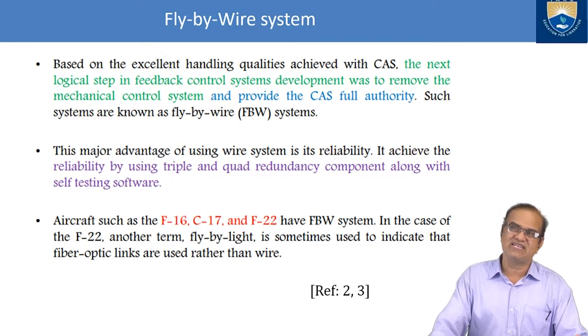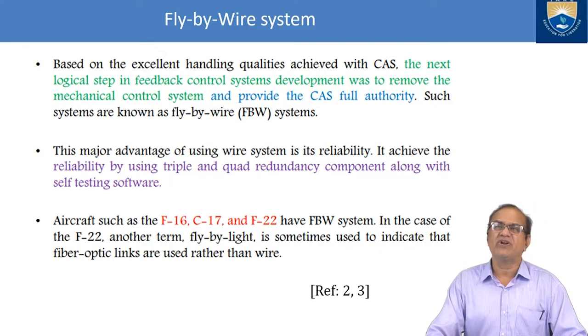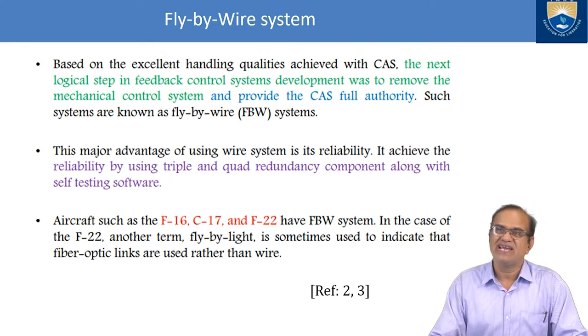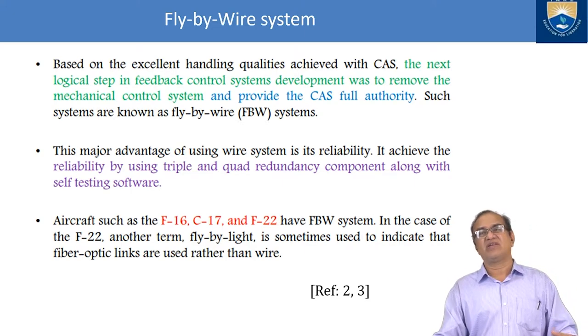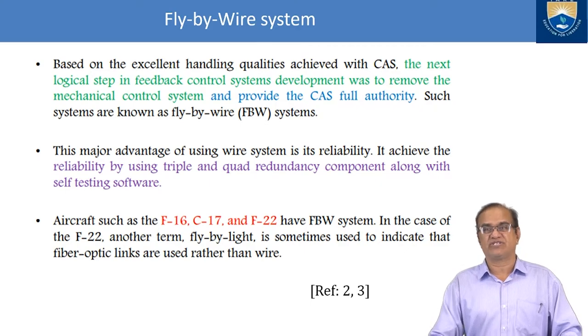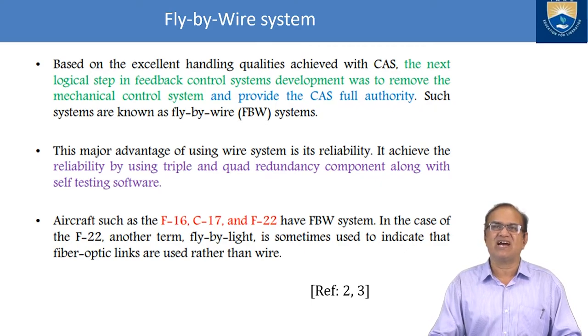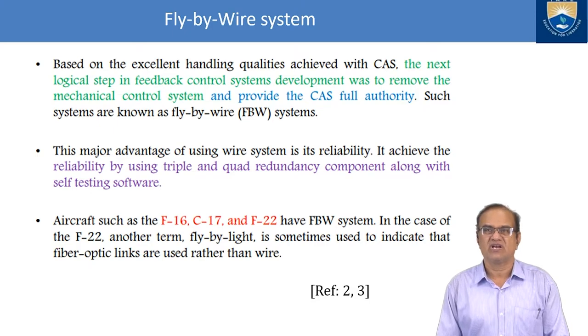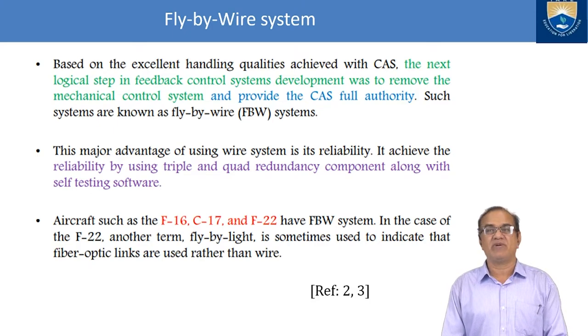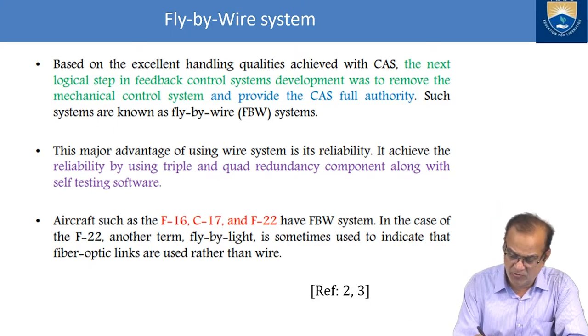To avoid that, the third component they want to add is the fly-by-wire system in the CAS, so that the aircraft can be a CAS full authority system. Such systems are known as fly-by-wire, and shortly it is called FBW systems. The major advantage of using the fly-by-wire system is its reliability. So it has become more reliable.